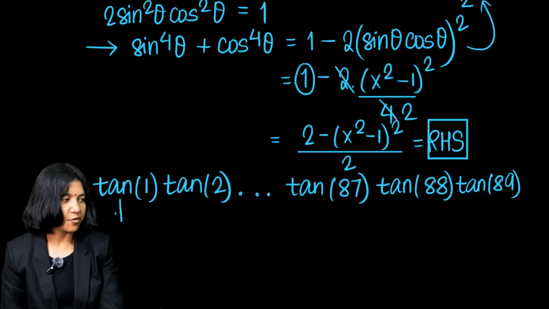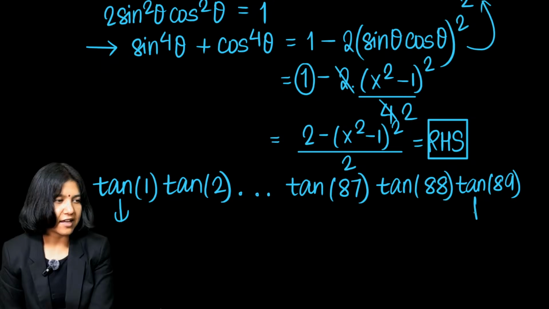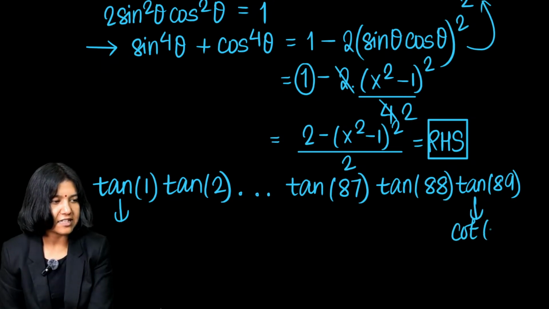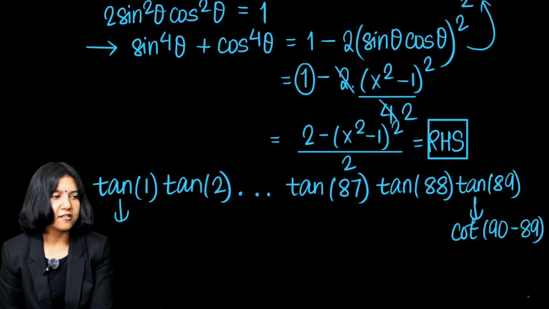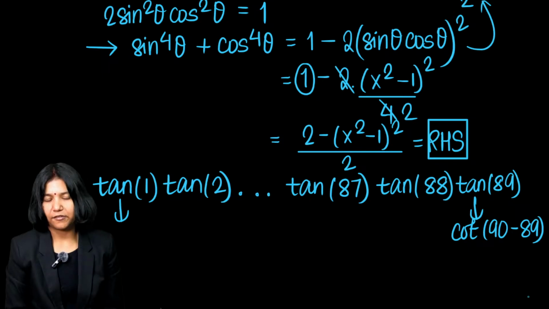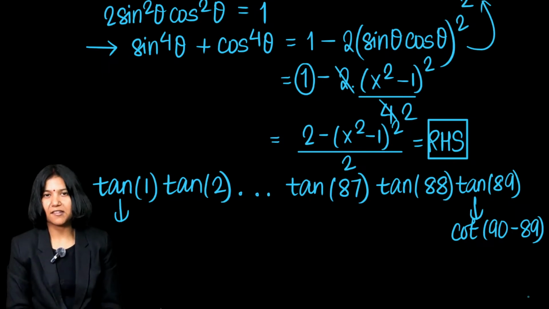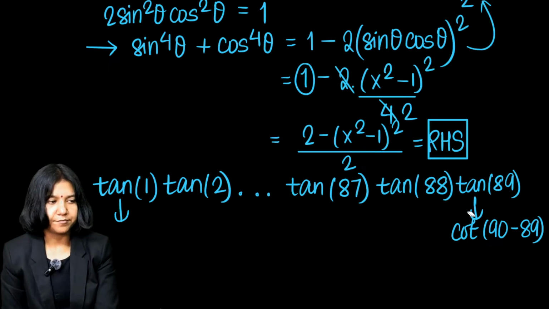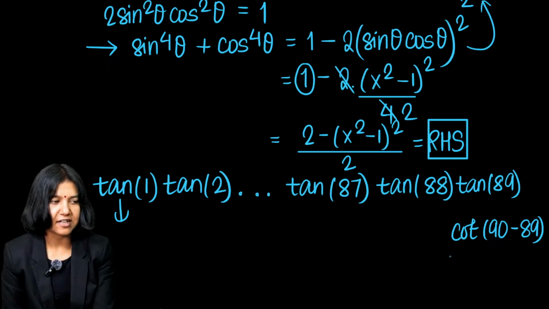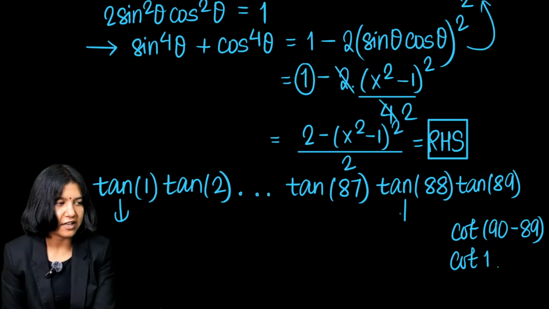Tan 1, you don't know what that value is, but if you look at the last angle, tan 89, you can write that as cot of 90 minus theta, because 90 minus 89, cot of this angle and tan of that angle 89 will be the same for two complementary angles. And now obviously 90 minus 89 is just 1, so cot of 1 you get. Okay, similarly tan of 88 you get cot of 2.